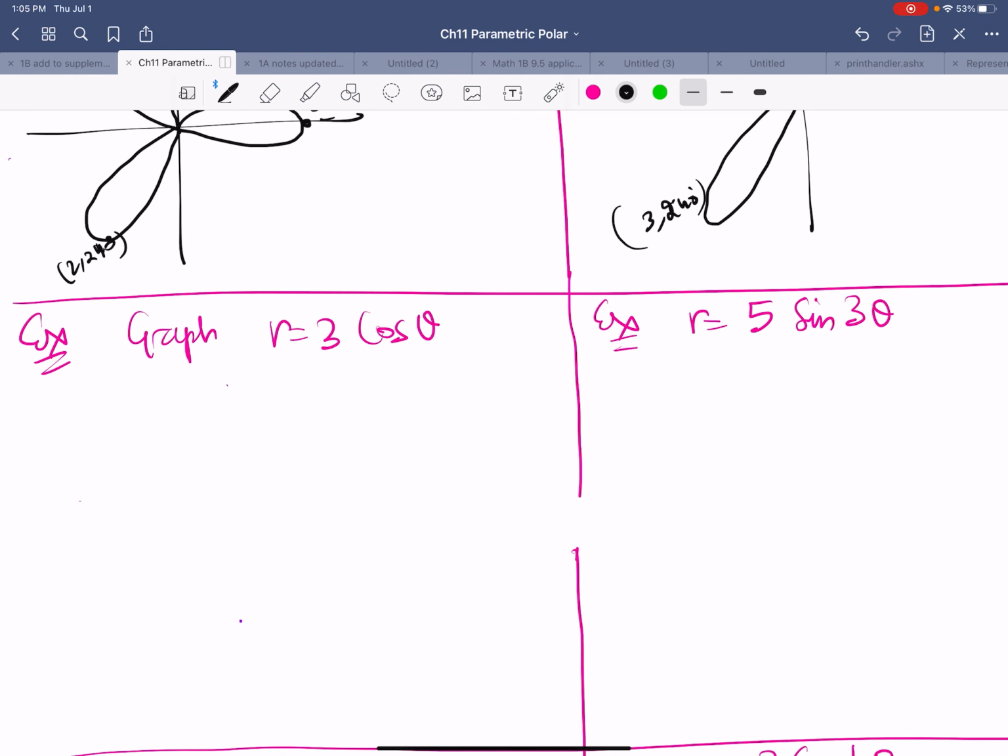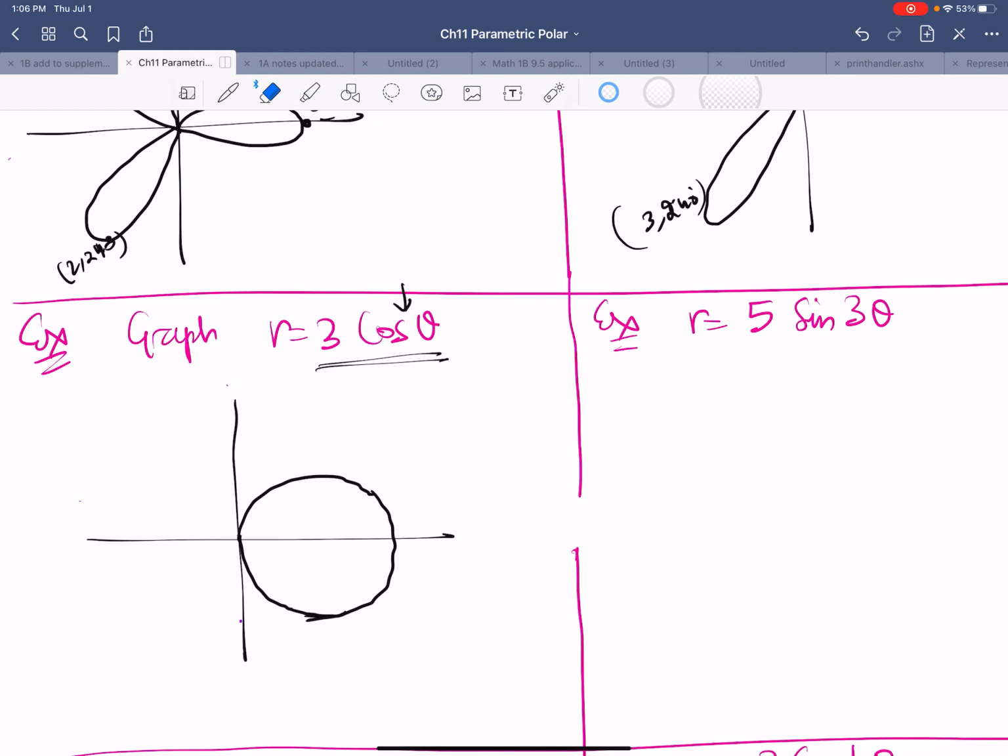Next, we have to graph r equals 3 cosine theta. So for this one, how many petals are there? Is it going to be a rose curve? No, it is going to be a circle. Don't be confused when there's no n. There's only one petal, and that petal is going to be your circle. This is not a rose curve. r equals 3 cosine theta is a circle with radius 3 on the positive x-axis. And this is 1.5 max point, negative 1.5.